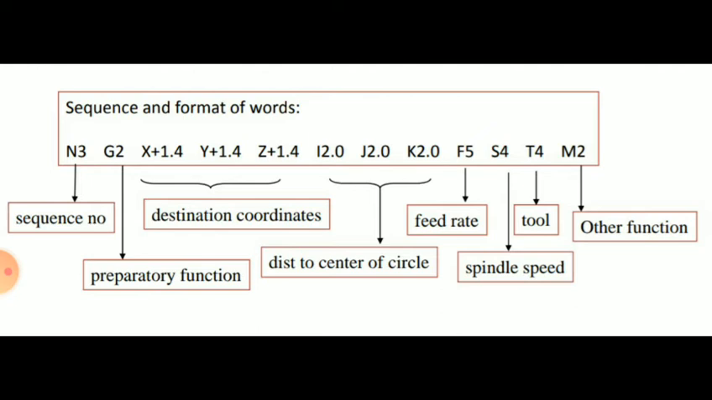Then F5 means it is a feed rate. S4 means it is a spindle speed. T4, that is a tool number, that is tool number 4 that is required. And M2, that is a miscellaneous function.